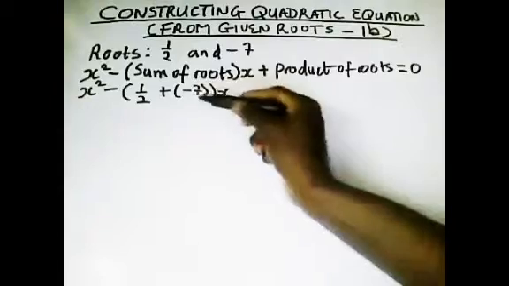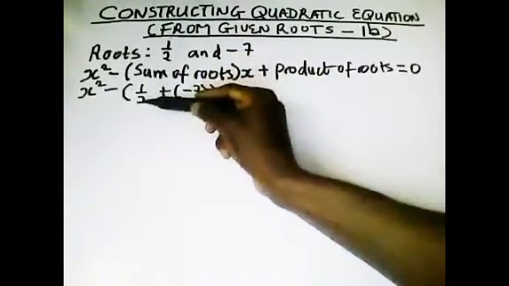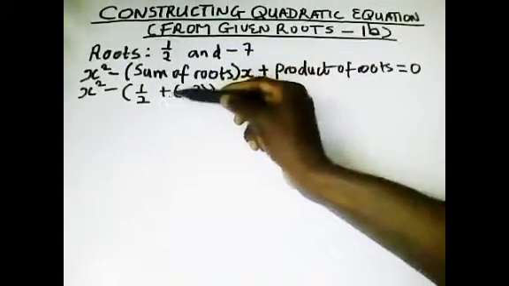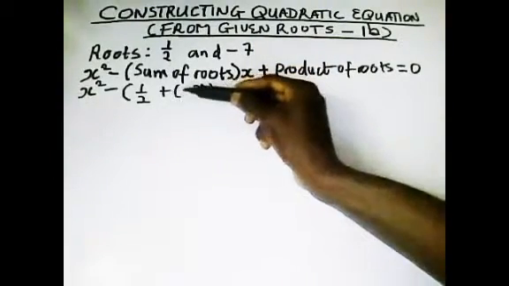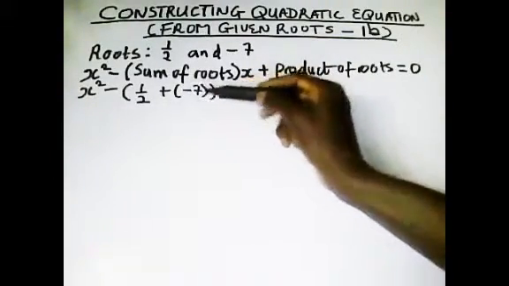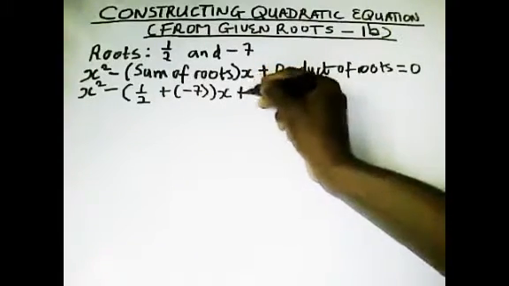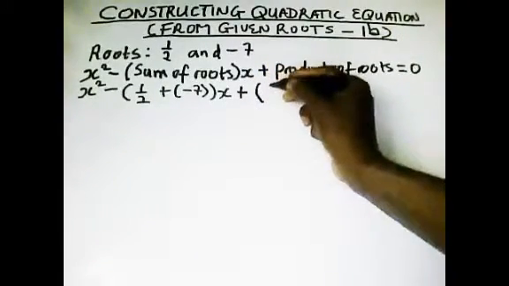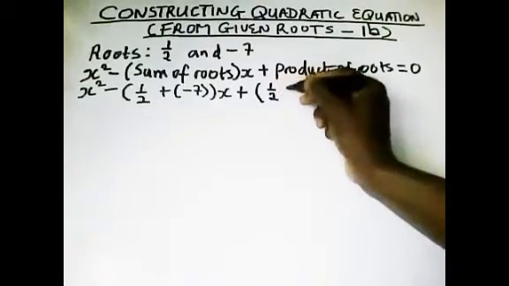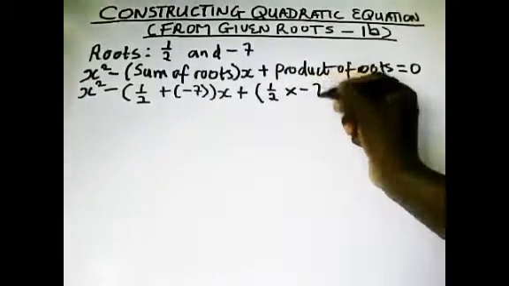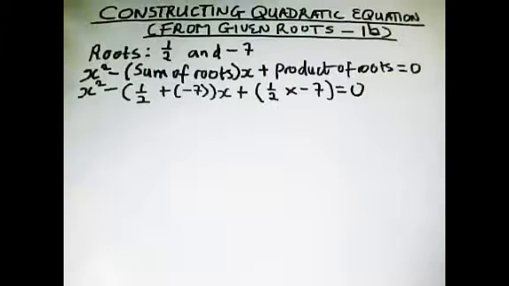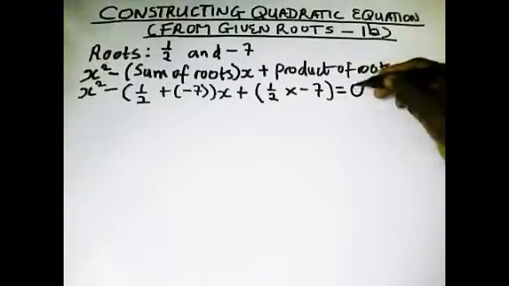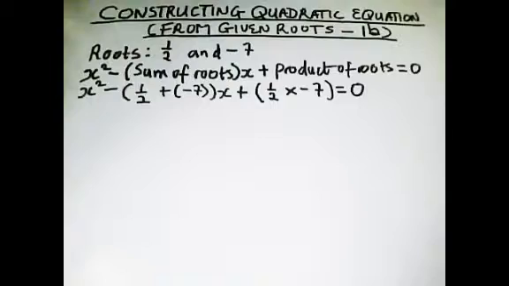Of course, you know what I did here. The half is the first root, sum means plus, then the second root is minus 7. So we need to separate the plus and the minus by using a bracket. Now we go on to say plus product of roots, which means the first root, which is half, multiplied by the second root, which is minus 7. We close the bracket and everything equals 0. So that is that for that step.